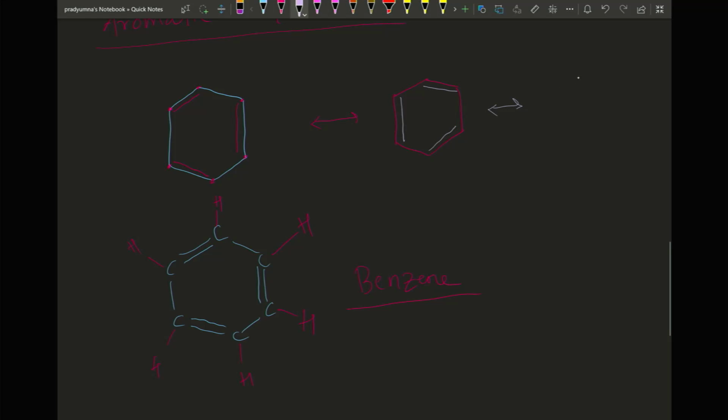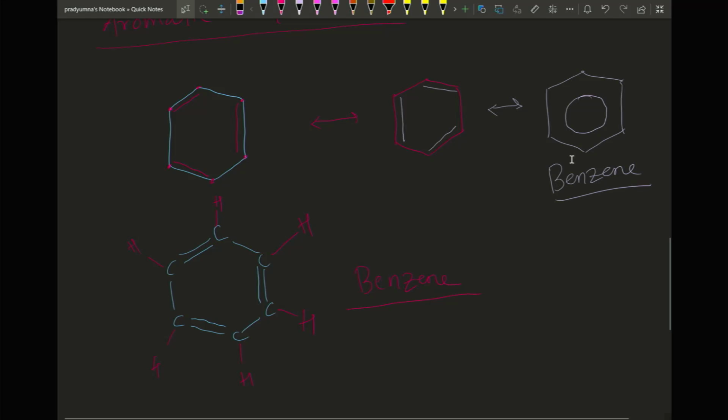That's why people write the structure of the benzene ring like this. This is cyclohexane, then you put a circle in between. When you put a circle in between, that becomes benzene. The circle represents that the double bond could be anywhere in here. Okay, so that's about the benzene ring. That's all you want to focus on here. As we go along in the future chapters, we will learn more about this. Let's stop here.